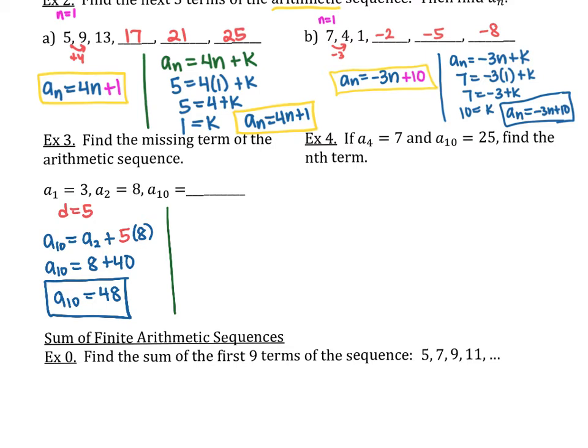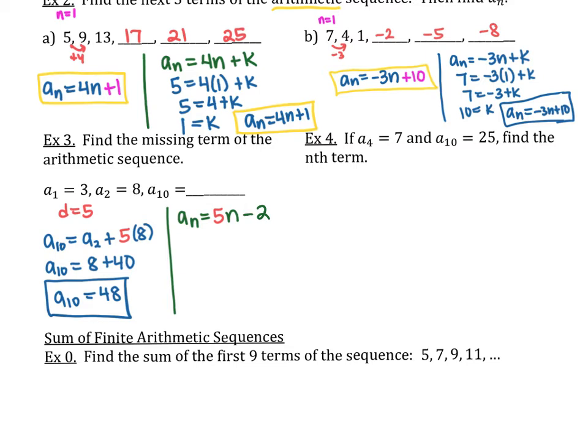Let me see. If I wanted the formula for n, I would say a_n equals, because the difference is 5, 5n. Then I just need to figure out what I add or subtract to make this work. When n is 1, I get 3. So 5 times 1 is 5. In order to get 3, I would need to subtract 2. This is my formula for a sub n.